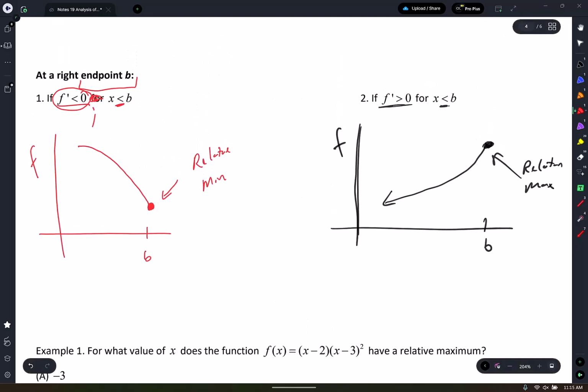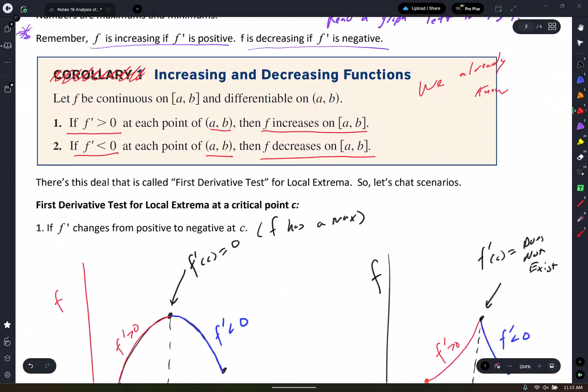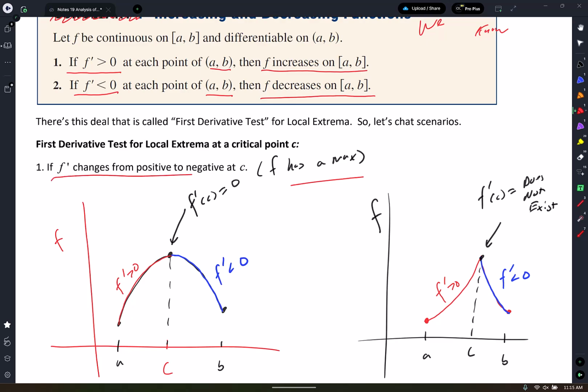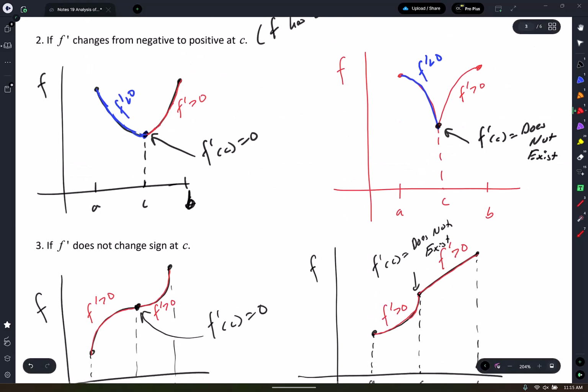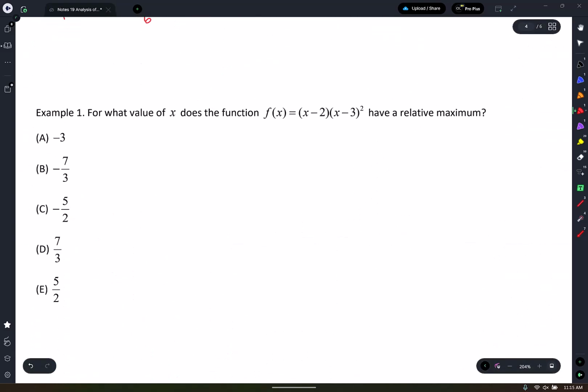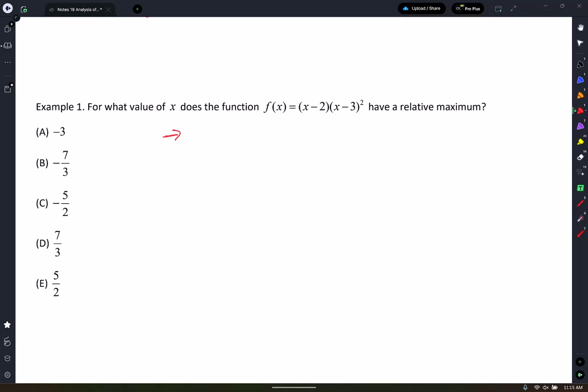Well, I am finding where f goes from increasing to decreasing, or wherever f prime changes from what to what. So I need my derivative. I'm going to put steps because some of you guys told me you want steps in your notes. Okay, here you go. Find f prime. All right, let's find f prime. What rule do I need? Product. f prime of x equals first times derivative of the second, 2(x minus 3)^1 times 1.